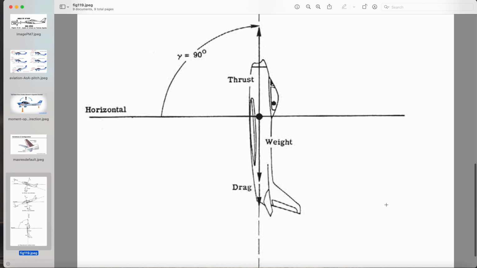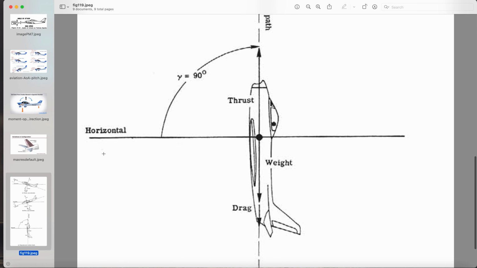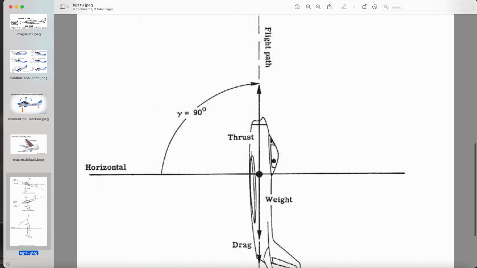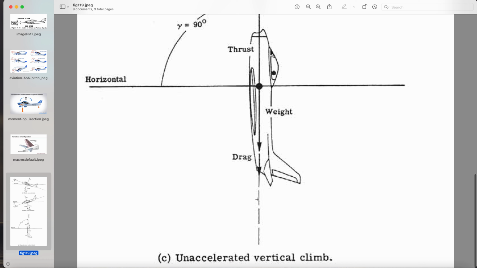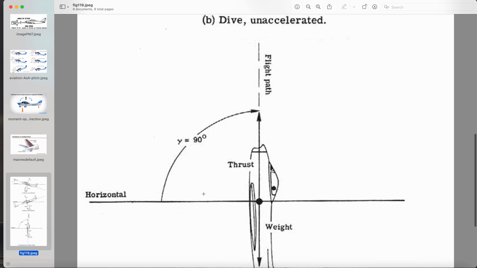Here we have an unaccelerated vertical climb, and once again, they're referring to 90 degrees, right? This is a vertical climb, so vertical, horizontal. Planes couldn't exist without vertical and horizontal existing, but they don't exist on a globe. They don't exist in that paradigm.